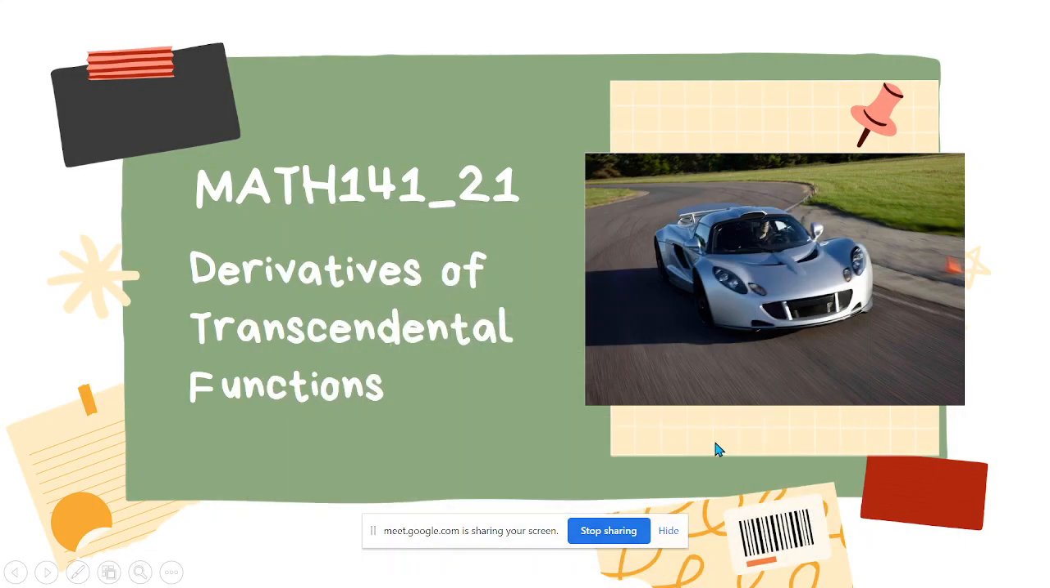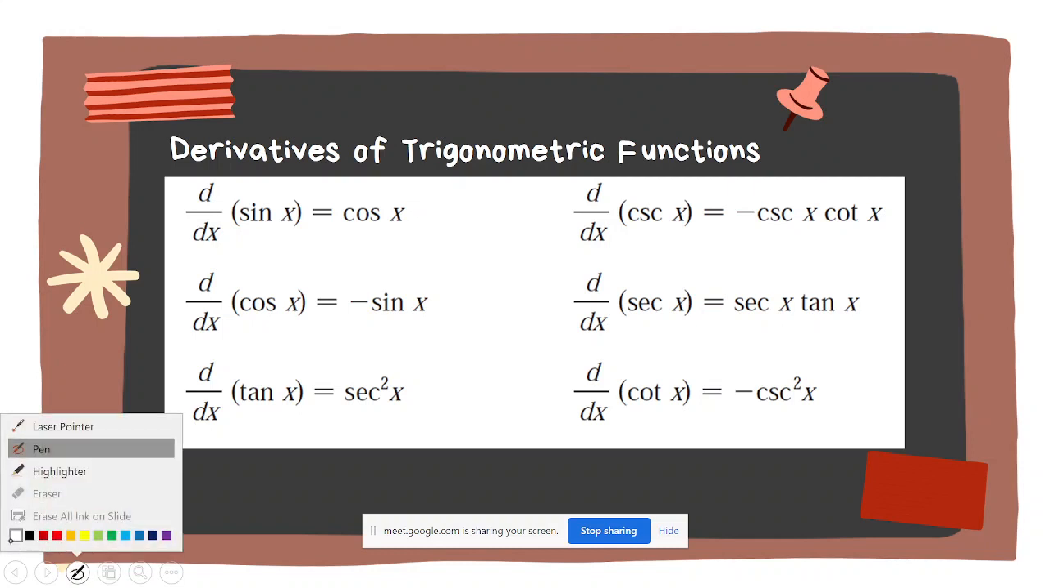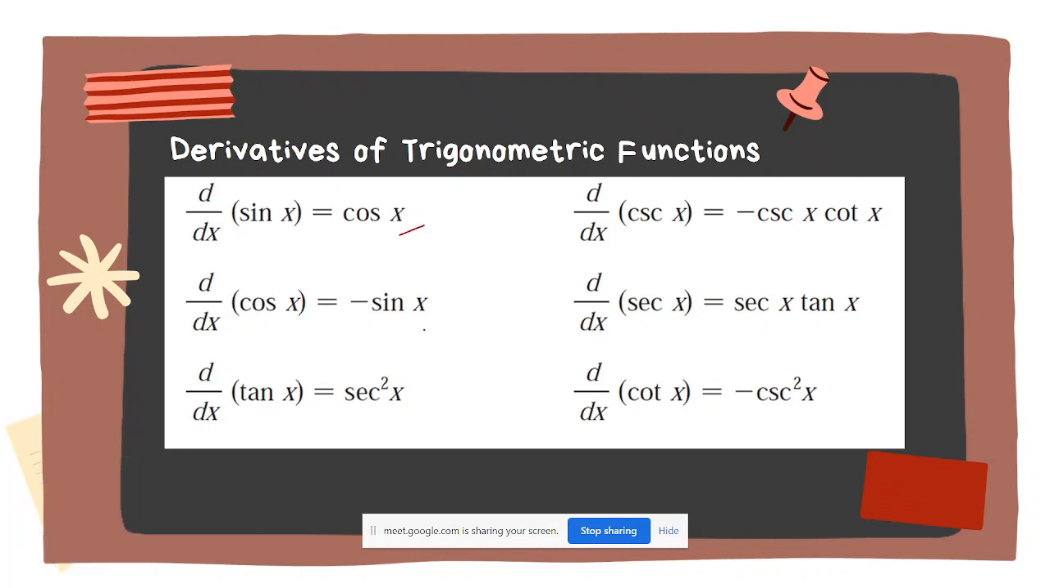So, derivatives of transcendental functions. Just to remind you, we have a lot of transcendental functions that we have already discussed in our first lecture. One type of transcendental function that we are going to discuss today is the trigonometric function. Napaka-importante nitong derivatives because you are going to use this when you go to integrals, no? So, you may write first the formulas on your paper so you can have your notes.